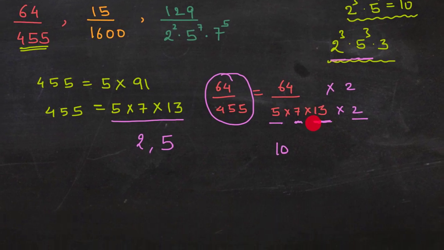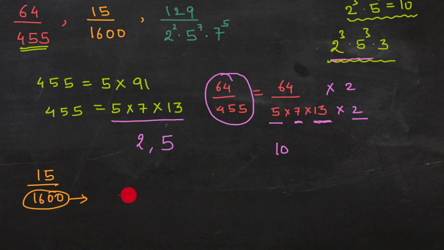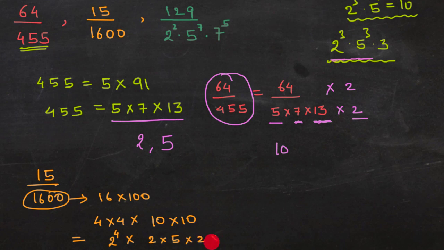We have 15 upon 1600. So let's start with the denominator and let's try to prime factorize that. So 1600, basically we can write as 16 times 100. 16 is 4 times 4 and 100 is 10 square, so we can write this as 10 times 10. Again, let's try to split this further. 4 is actually 2 square. So 2 square times 2 square, we have four 2's. So we can write 2 to the power 4 times 2 times 5 and 2 times 5.